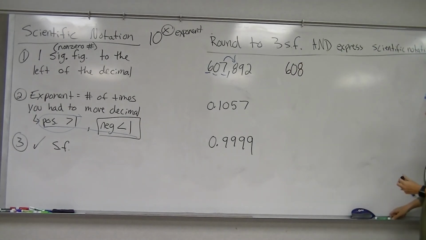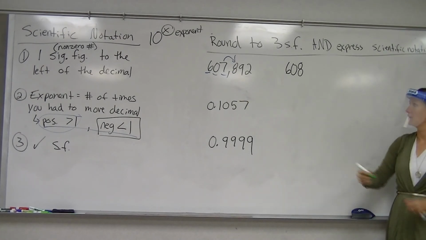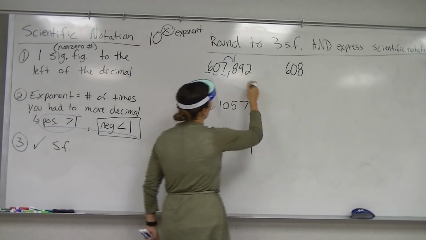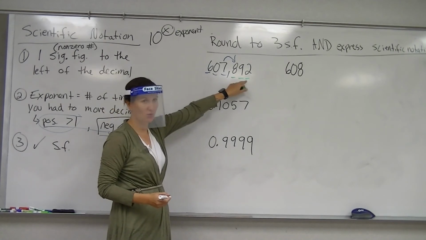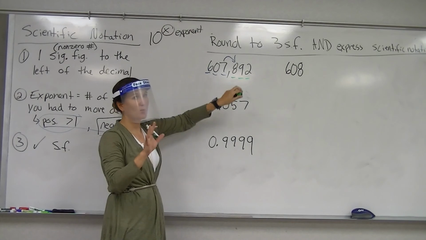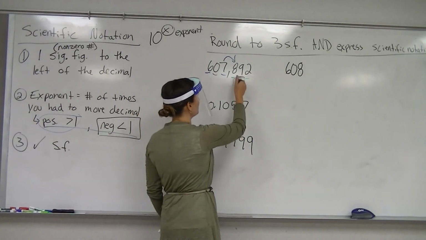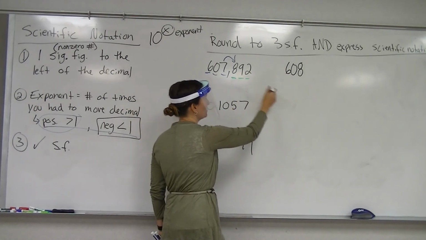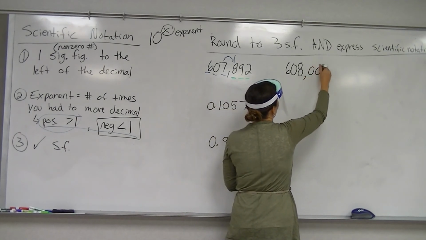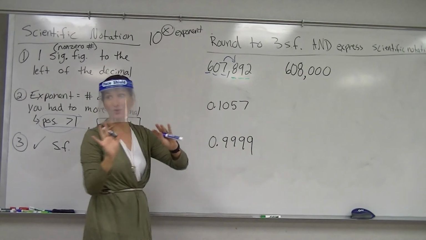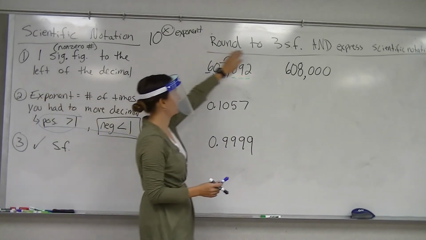But remember, we can't go from 607,000 to 608. We need to put placeholders for these 3 numbers, but we need them not to be counted towards significant figures. What's the only number we have that sometimes doesn't count? 0. So instead of this 8, 9, and 2, we're going to put 3 zeros after that. It's going to become 608,000. Since there's no decimal point, those zeros don't count, so we still have 3, just like it's telling us.